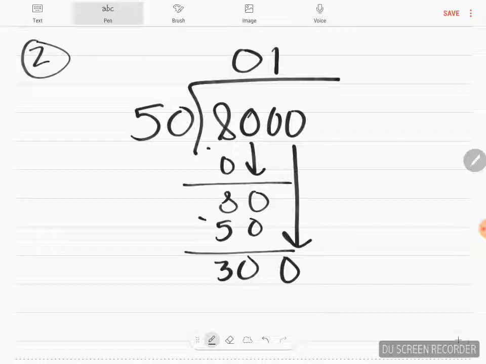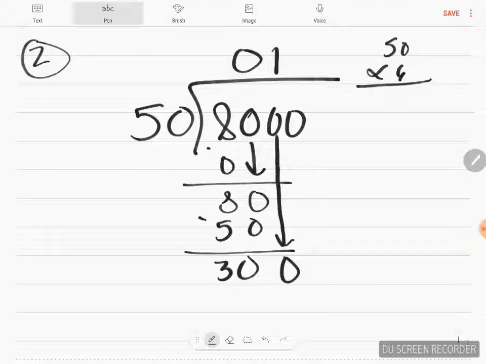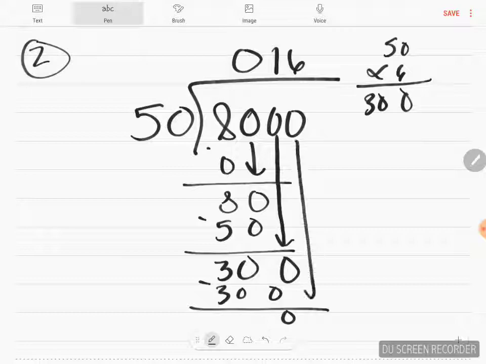Sorry, guys, I skipped a 0. There we go. How many times can 50 go into 300? Well, I know 5 times 6 is 30. So if I put the 2 extra zeros there, I have 50 times 6 is 300. Bring down that extra 0. How many times can 50 go into 0? 0. Our answer is 160.